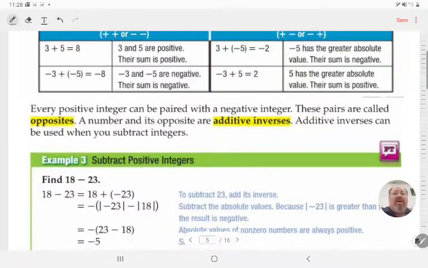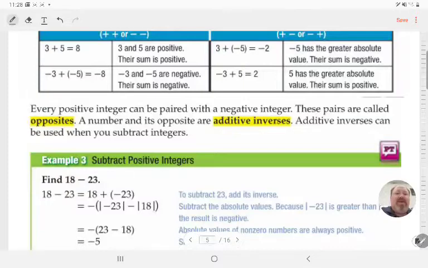Now, every positive integer can be paired with a negative integer. These pairs are called opposites. A number and its opposite are additive inverses. Additive inverses can be used when you subtract integers. So for example, if you have 18 minus 23, you can simply just subtract 18 minus 23, or you could go 18 plus a -23.